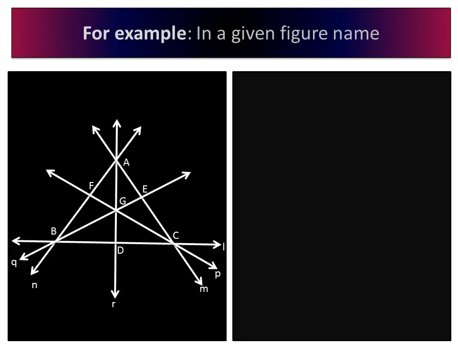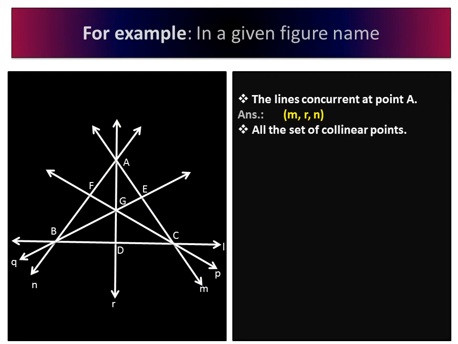Let's solve the next example. In a given figure, name the lines concurrent at point A. Let's recall concurrent lines. Three or more lines in a plane which pass through the same point are called concurrent lines. Look at the three lines, line M, line R and line N passing through the point A. So line M, line R and line N are called concurrent lines. So the answer is lines M, R, N.